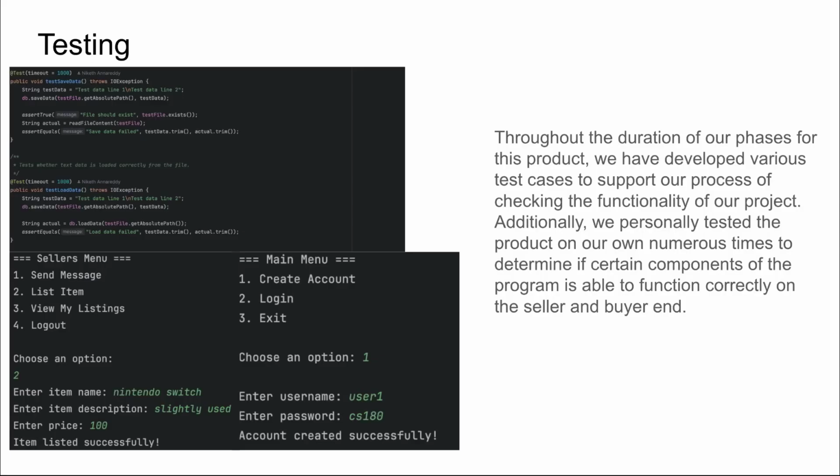So now for testing. Throughout the duration of our phases for this product, we have developed various test cases to support our process of checking the functionality of our project. Right here, we have a few methods from our database test case that we used. Additionally, we also personally tested the product on our own numerous times to determine if certain components of the program are able to function correctly on the seller and the buyer end. A few examples of this would be on the bottom here, the seller's menu and the main menu. We just tested it out on our own to see if it works.